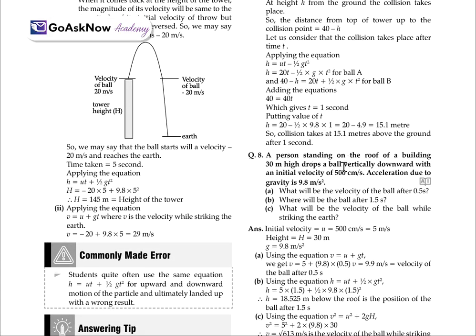See, a person standing on the roof of a building 30 meter high drops a ball vertically downward with an initial velocity of 500 centimeter per second. Acceleration due to gravity is 9.8 meter per second square. What we have to calculate is: what will be the velocity of the ball after 0.5 second? Where will the ball be after 1.5 second? What will be the velocity of the ball striking the earth? So, initial velocity u is equal to 500 centimeter.